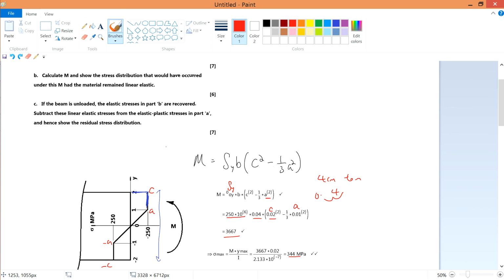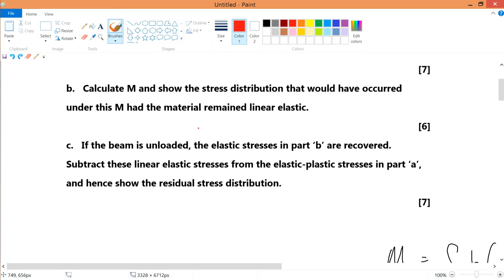And finally, we know what we are actually doing. If the beam is unloaded, the elastic stresses in part B are recovered, because you know that the elastic system will go back to its original state, right? For example, you have this thing over here. If it's elastic, you pull, it will become like this, right? But when you release, it goes all the way back to its original shape. So subtract these linear elastic stresses from your elastic stresses in part A, and then you shall see your residual stress. Therefore, we are actually calculating for residual stress.